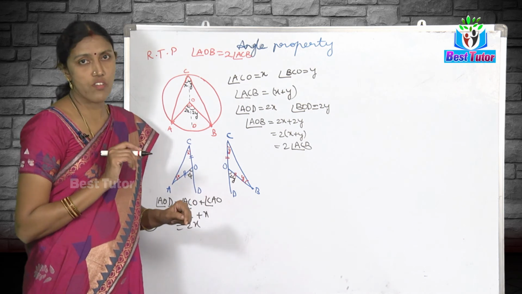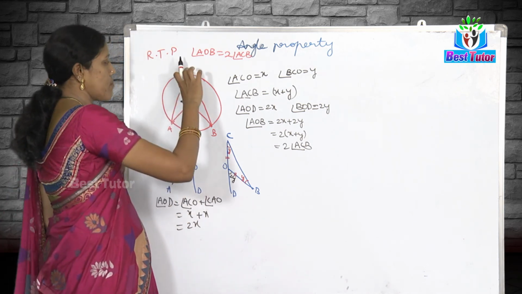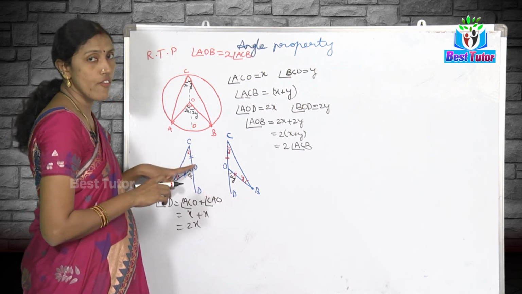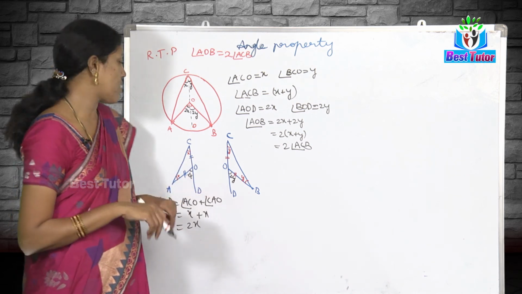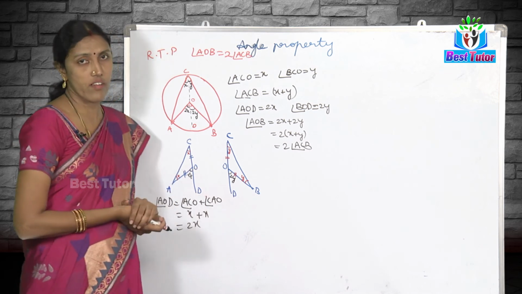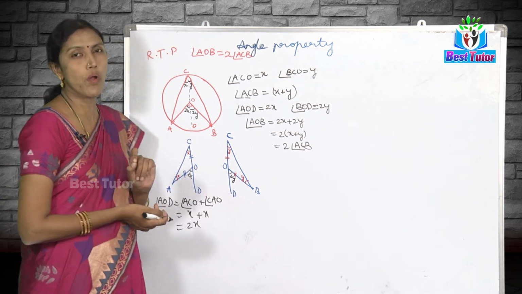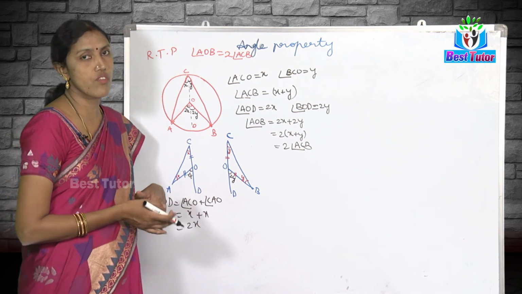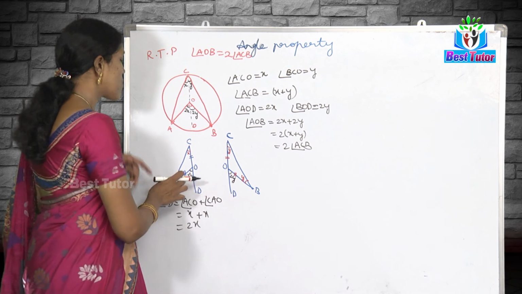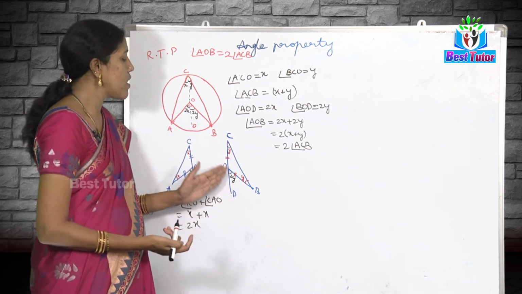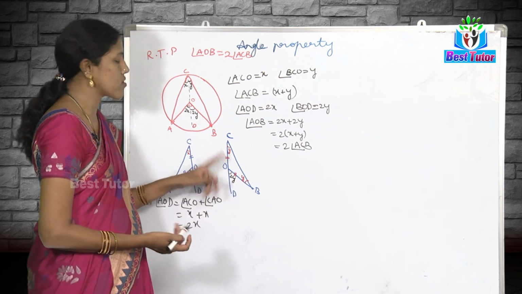Both are isosceles triangles because OA and OB are the radii of the circle. So OA is equal to OC, therefore angles opposite to equal sides are equal. I considered OAC is equal to OCA is equal to x. Then we made use of one simple property of a triangle, that is the exterior angle of a triangle is equal to the sum of its two interior opposite angles. So this angle is going to be 2x. Similarly, I considered the other part and I proved that angle BOD is equal to 2y.